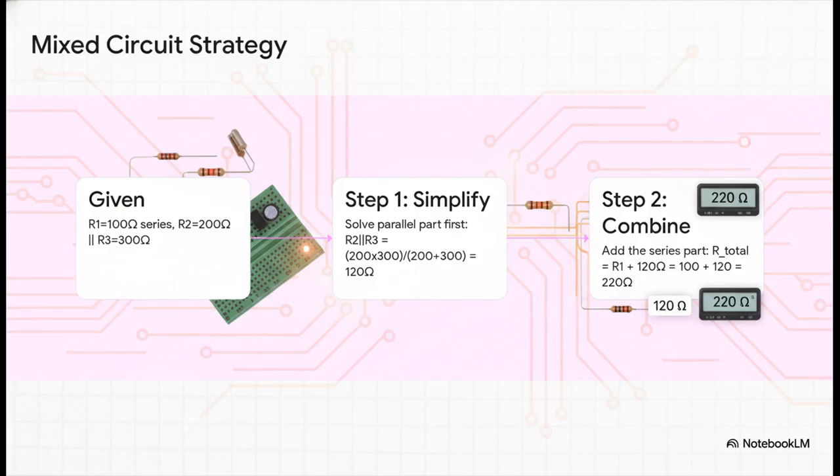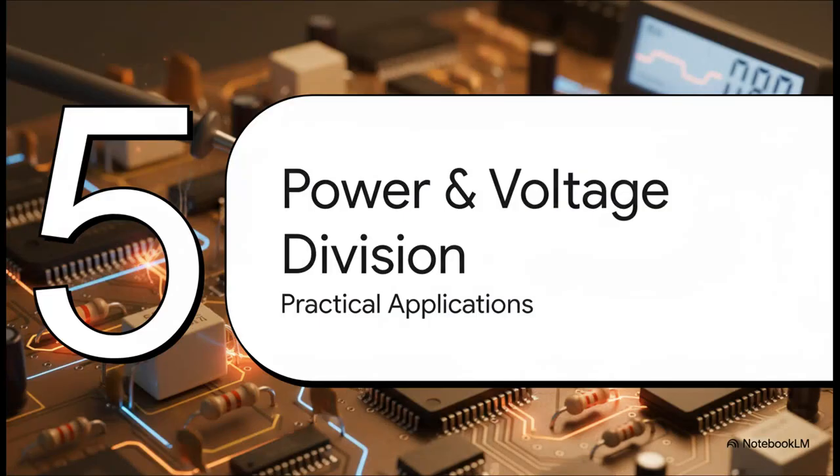Now our circuit is just a simple series circuit, 100 ohms plus our new 120 ohms. Total resistance, 220 ohms. All right, we're on the home stretch. So knowing the resistance value is one thing, but what about the real-world stuff, like managing heat and controlling voltage?